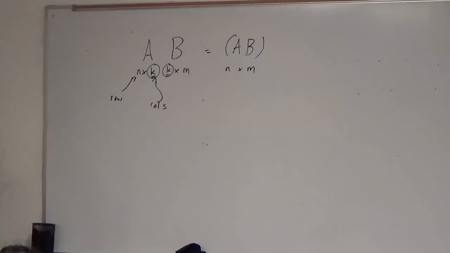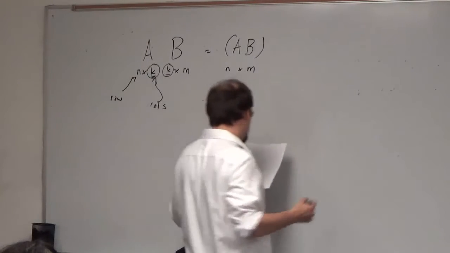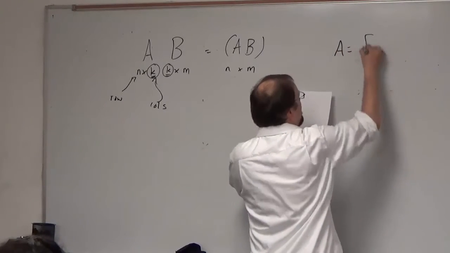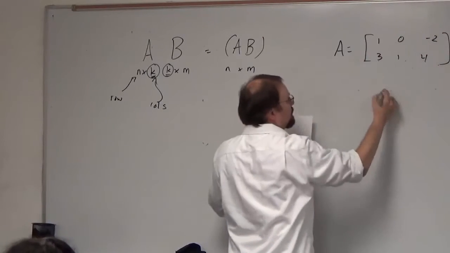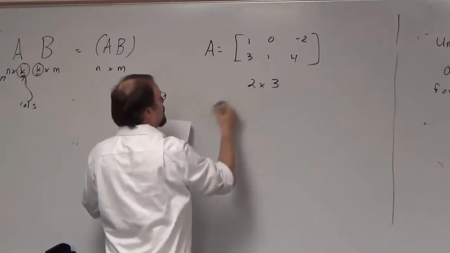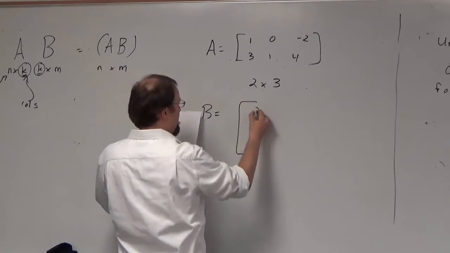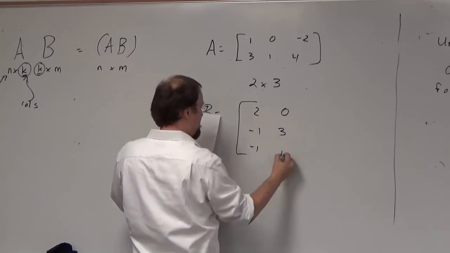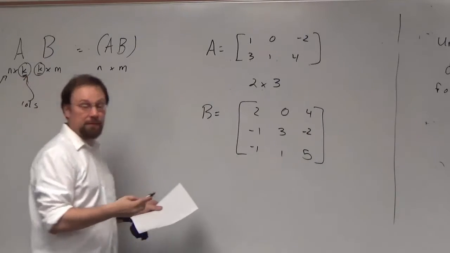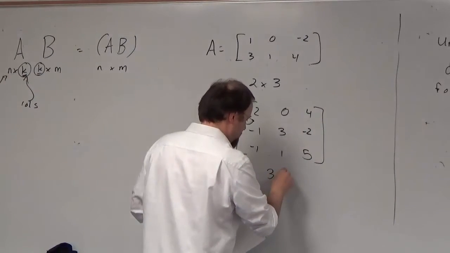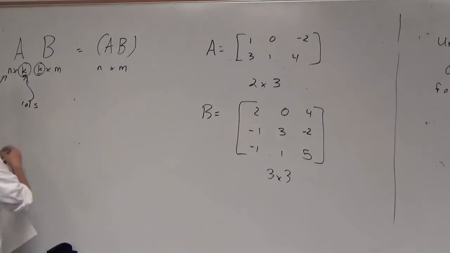Let me do a quick example. Alright, so this is a 2 by 3 matrix, clearly 2 rows by 3 columns. B is a 3 by 3 matrix. What do you call a matrix which has as many rows as columns? Square. Square matrix.